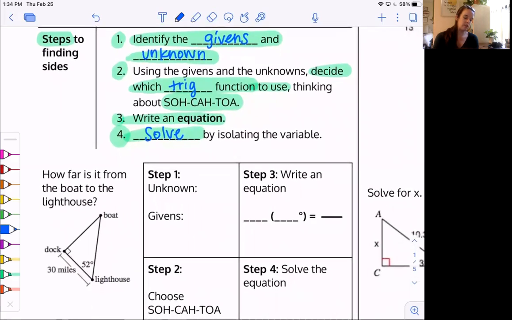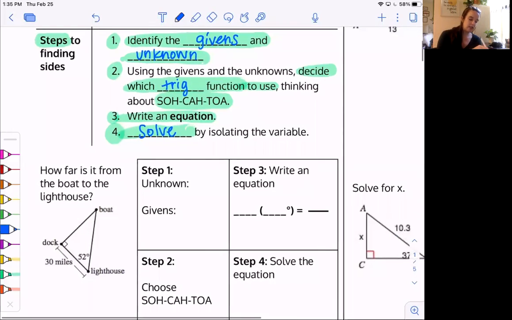That's okay. I'm going to have us look at this triangle. So we're going to go ahead and draw this triangle here. I want you to make sure that you have the 52 degrees and the 30 miles. You don't need to write the word boat or dock, lighthouse. So you're going to draw a quick triangle that looks like this. Make sure you have the 52 and the 30.